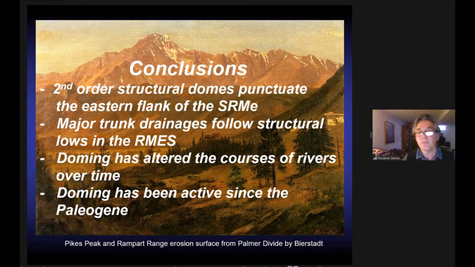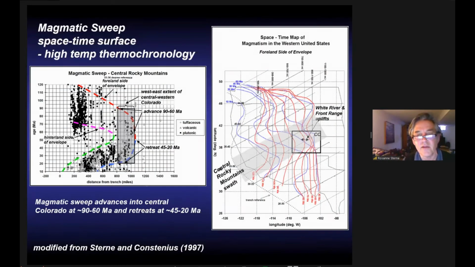Now, I want to put all of this in a little wider context and explain a couple things, like why we see this change in the general trend of these rivers. And I go back to work I did in the 1990s on the magmatic sweep across the western U.S. So what we're talking about here is the beginnings of the Sevier and Laramide orogenies. What's fueling those?